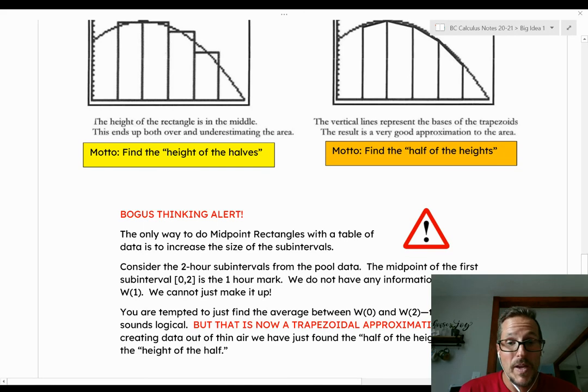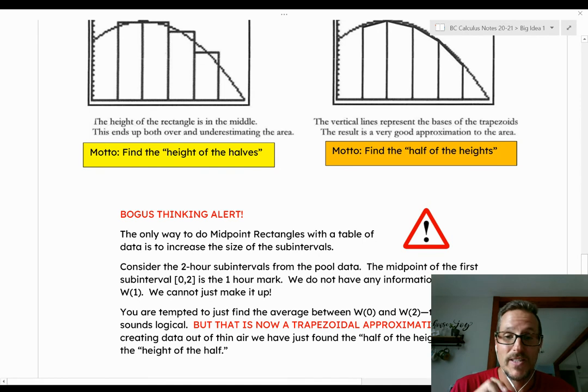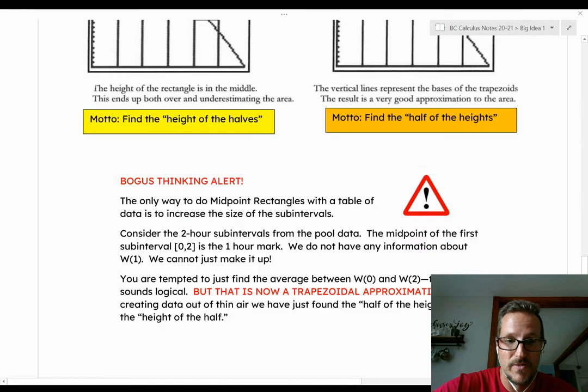No. Now, some of you might be thinking, well, yes, I can make it up. And this is how I made it up during my science fair project. I just took the 2 data points on either side and I found the halfway point in between. Doesn't that work? Not so fast. What did you just do? You just took the 2 heights and you found the halfway point between them. That, folks, is a trapezoidal approximation.